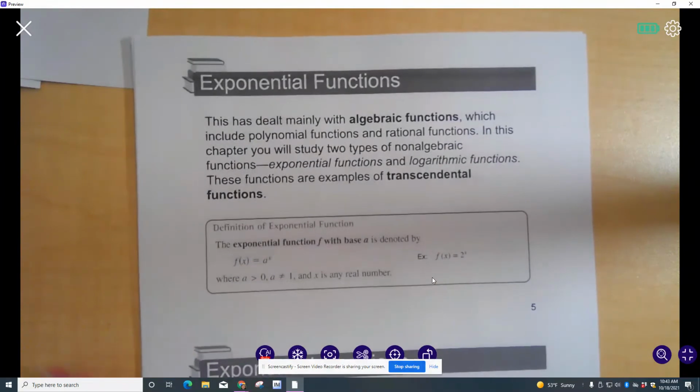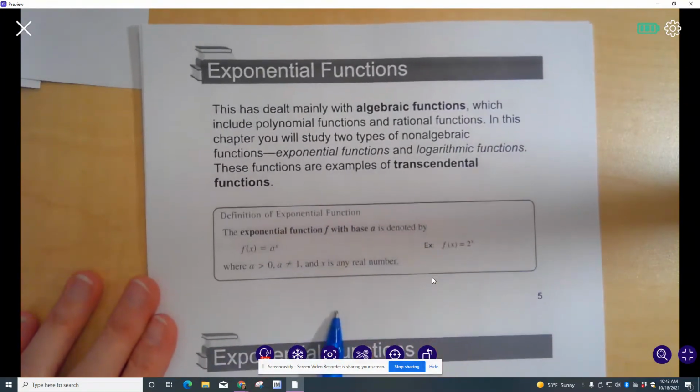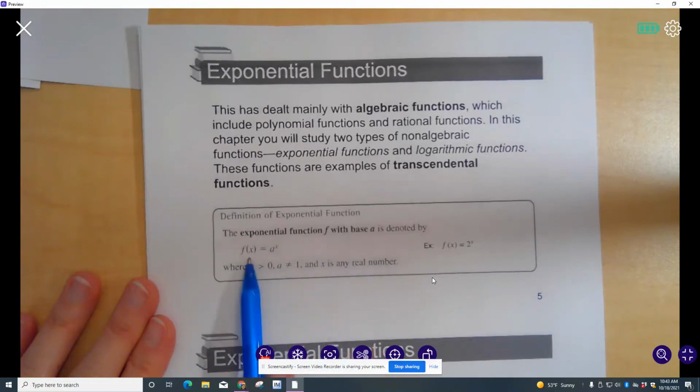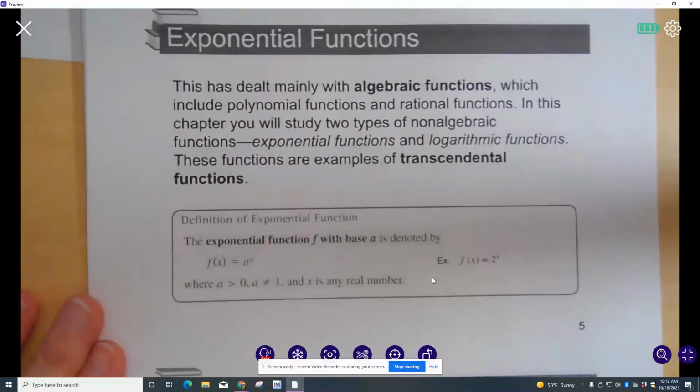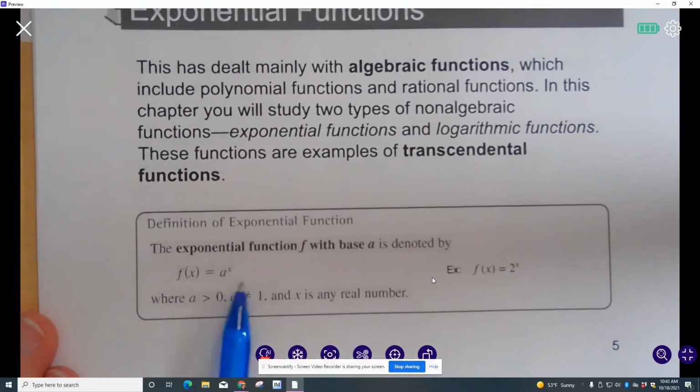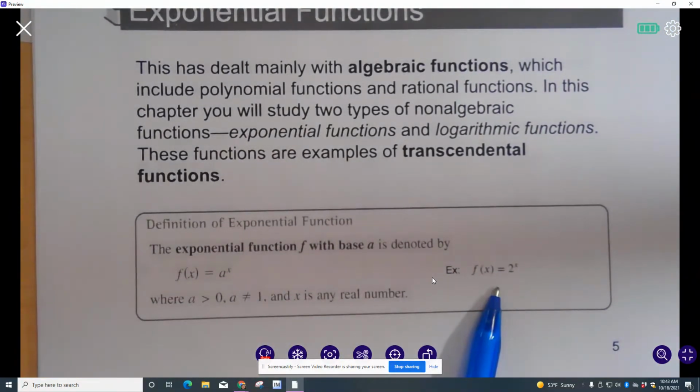So this kind of gives you an overview. This is what you're going to want to put in your notes. The exponential function f with base a is denoted as this. Let me zoom this in a little. So a to the x, and then this is an example where your base, you call this big number, your base is 2, your exponent is your variable.